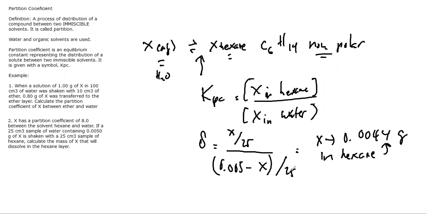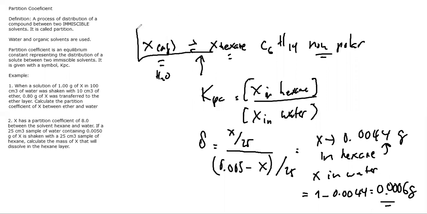How about the amount of X in water? In water it will be 0.05 minus 0.0044, which equals 0.0006 grams. So you have to be able to write the equation for the forward and backward reaction, and then write the Kpc, and remember that concentration is mass over volume. Then you can do the calculation and get the answer.